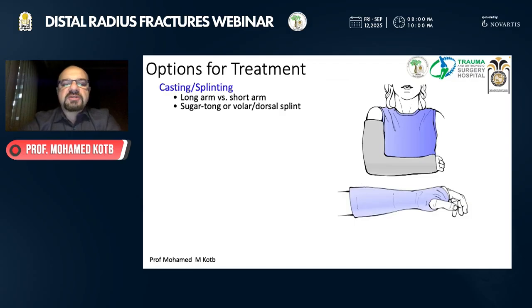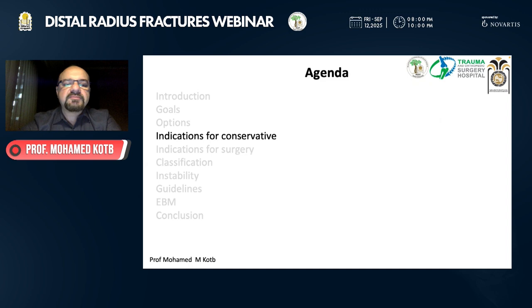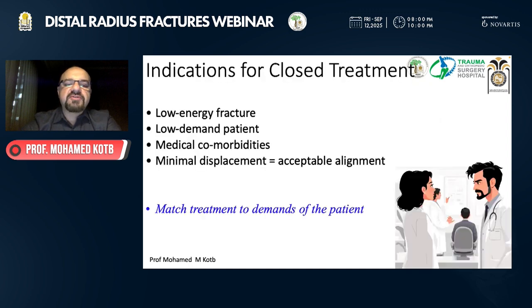What are the options? The options are casting in conservative management, using an external fixator, using percutaneous pinning, or using internal fixation, starting from dorsal or volar plating, combined dorsal and volar plating, dorsal bridge plating, and focal, which is fracture-specific internal fixation.